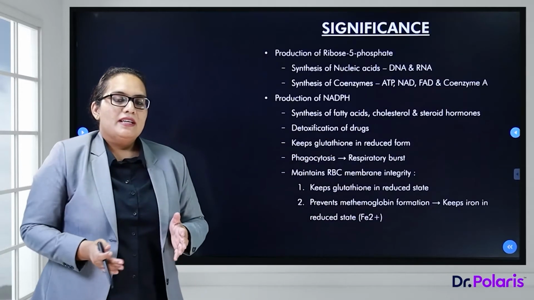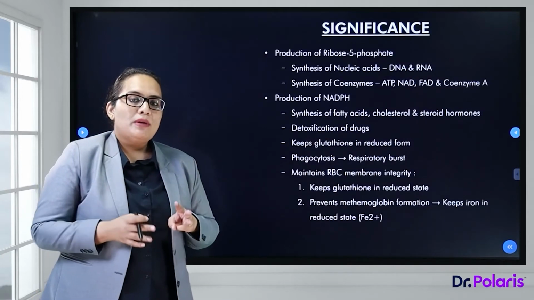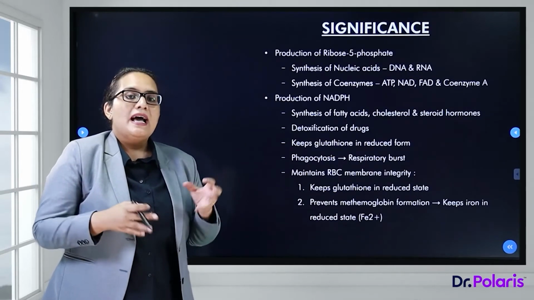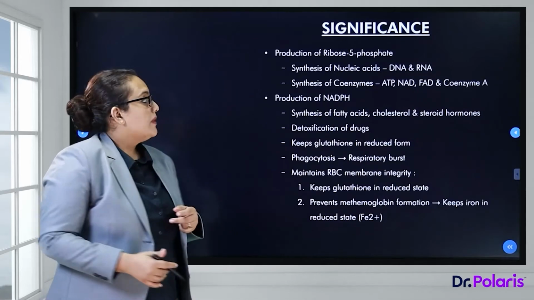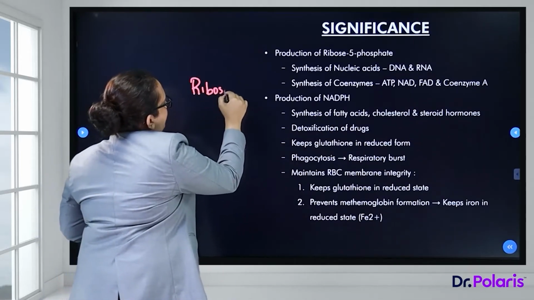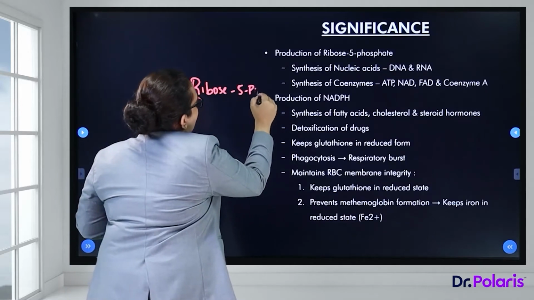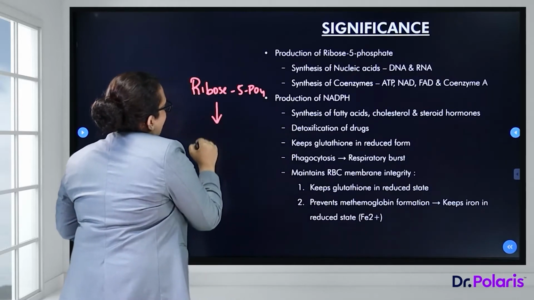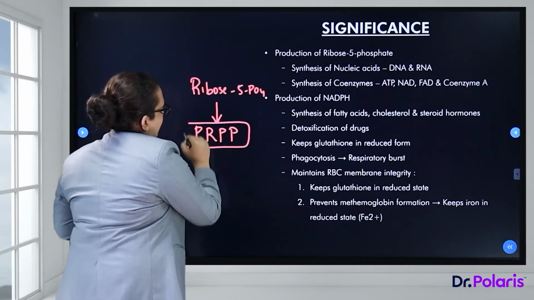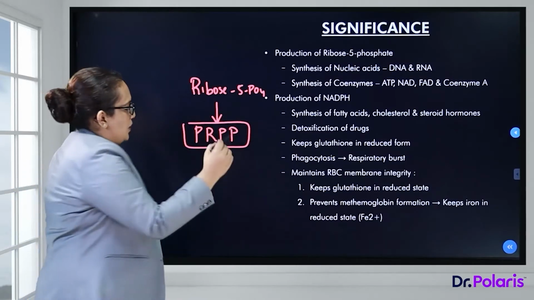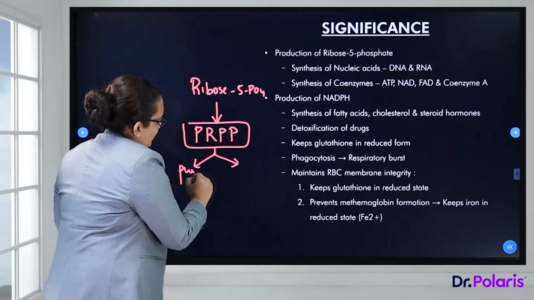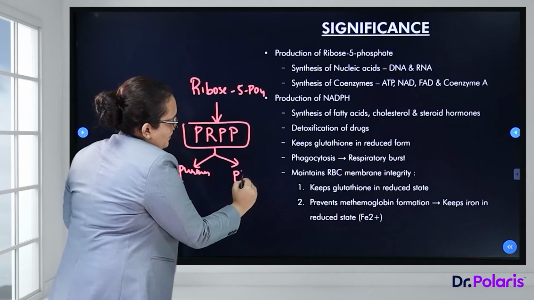Now coming to the significance, as I've already told you, there are two major products formed. One is a pentose sugar, which was ribose 5-phosphate, and the other was NADPH. Now ribose 5-phosphate is known to form an important product known as phosphoribosyl pyrophosphate, PRPP. This PRPP may be utilized for the synthesis of purines and pyrimidines.